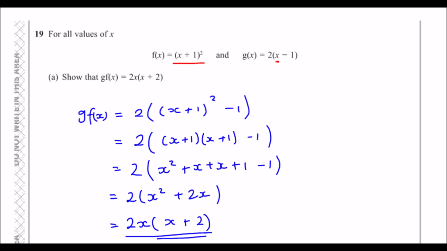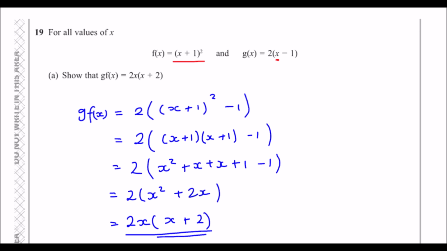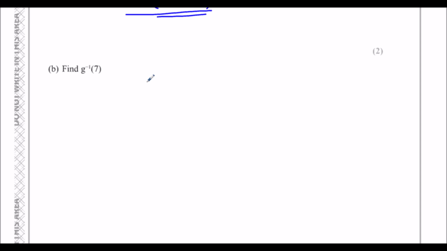Okay, part B, find g minus 1 of 7. So the inverse function of g with 7 substituted into it. So g of x is 2 times (x minus 1). And if I expand that first, 2 times x is 2x, 2 times 1 is 2. So we're going to look for the opposite function, the function that does the opposite thing, to times by 2 and then taking away 2.